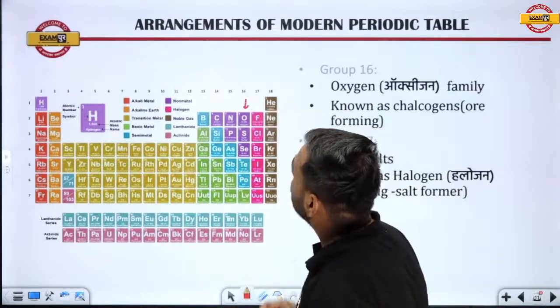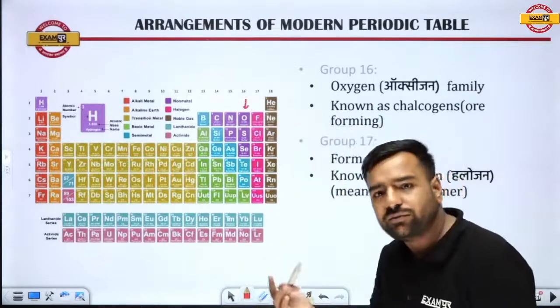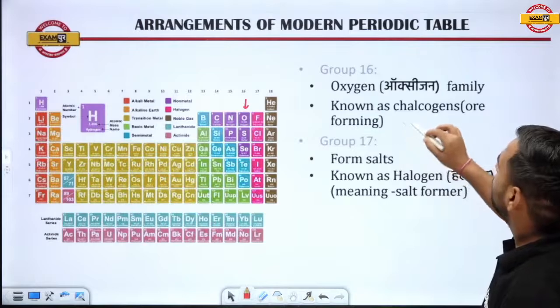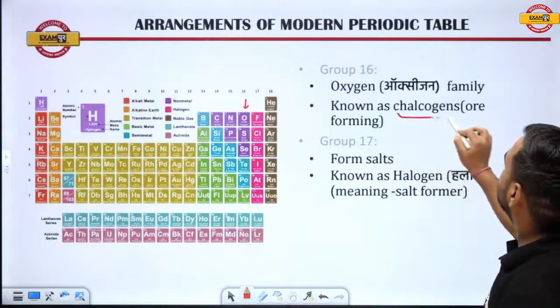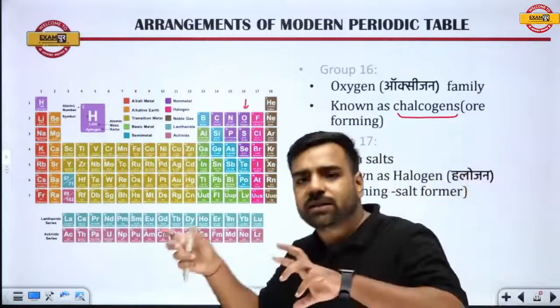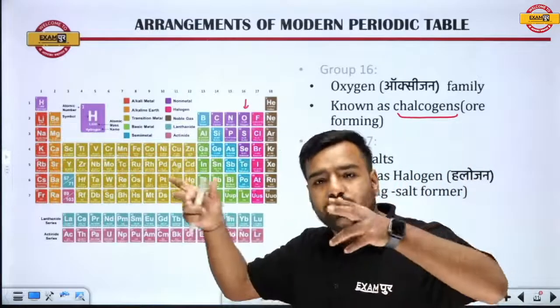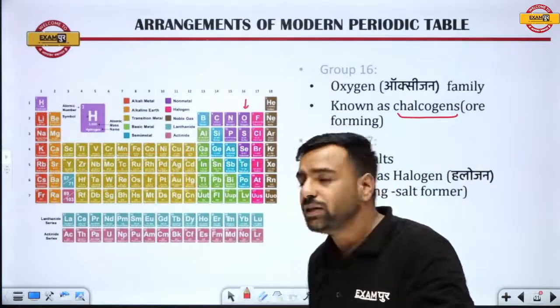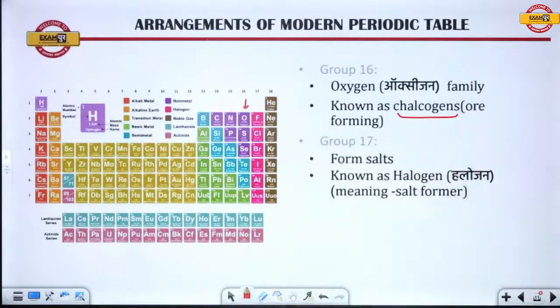If I talk about group 16, here we have oxygen. Obviously, oxygen family, and these are also known as chalcogens. Now these chalcogens are important. Please remember, in the examination it is asked which particular group, so you can directly say, sir, it would be the oxygen group. Fine. So yes, they are ore forming.